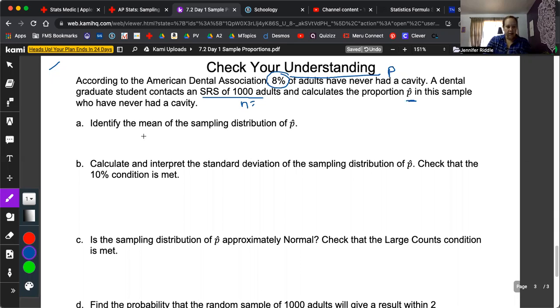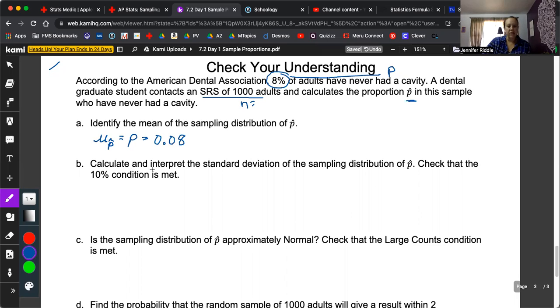Part A asks us to identify the mean of the sampling distribution of P hat. So we need the mean of P hat, which we learned today was equal to P, and P is 8%, so my answer should be 0.08.